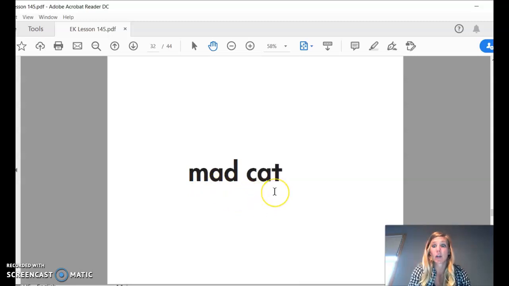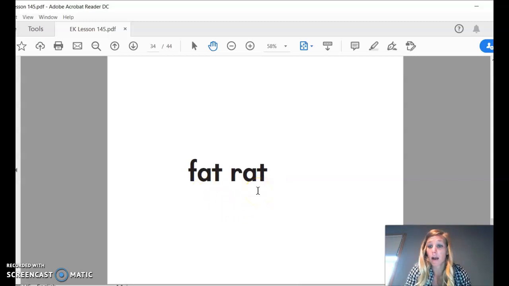Mad cat. Can you picture what a mad cat would look like? Read the next one with me. Sad man. Oh, a sad man. Fat rat. Whoa, I wouldn't want to see a fat rat, would you?